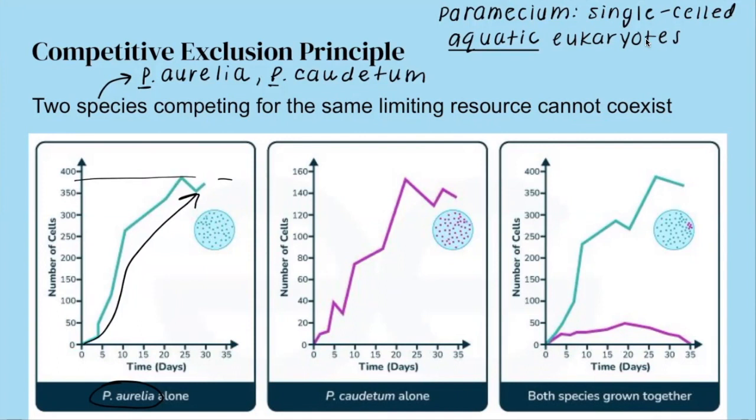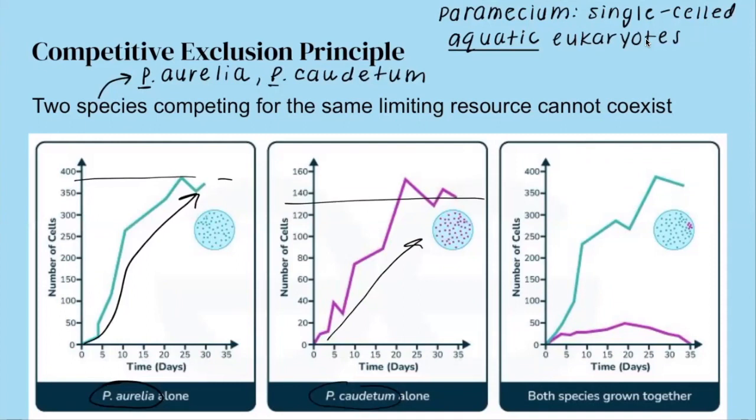Also, in another petri dish, same conditions, same food type, we had P. caudatum alone, and we saw that these organisms were also growing. We don't have quite as many of them. They are ending up at the very end around 130 cells. So there's fewer cells, but there's still that same rapid growth in these two organisms.